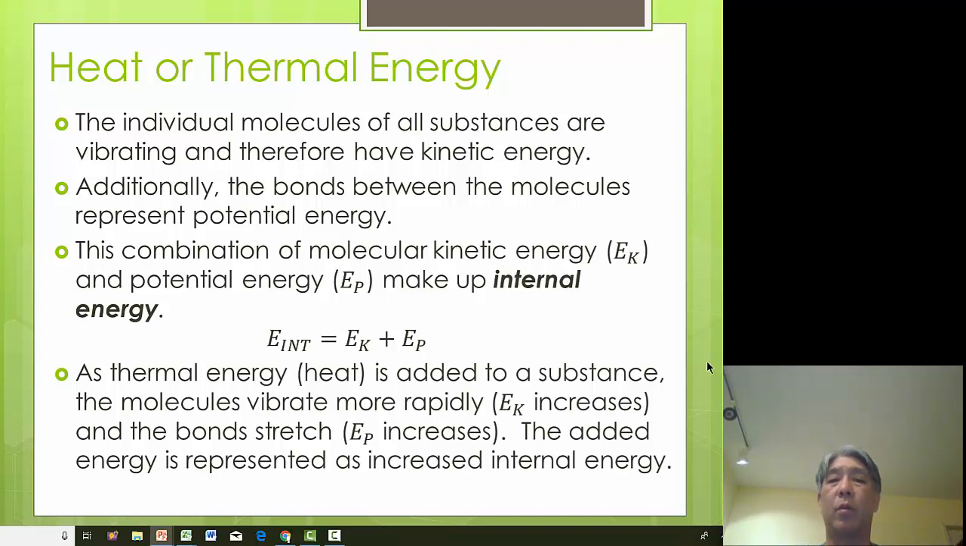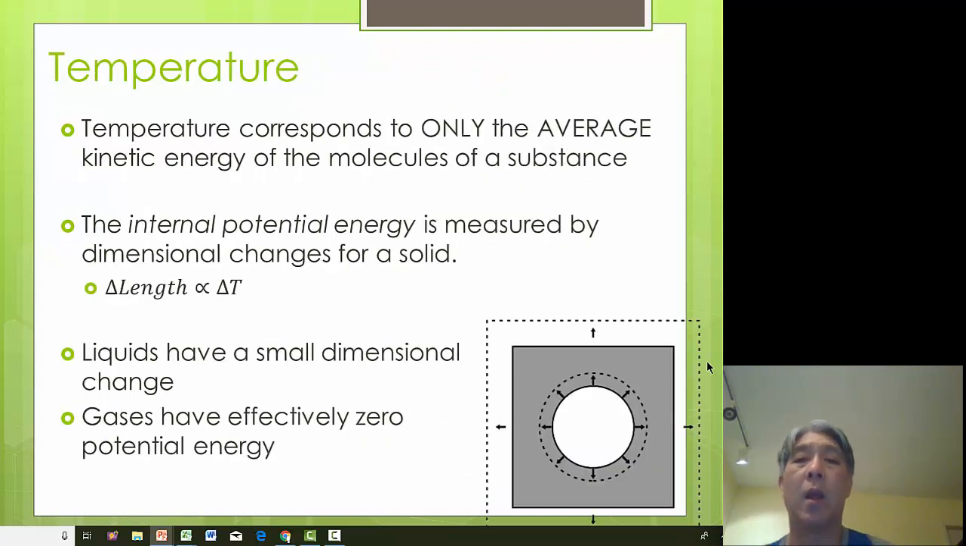Internal energy is made up of both the potential energy and the kinetic energy of the molecules inside a substance, okay? The potential energy is primarily the bonds and the forces between individual molecules. The kinetic energy is clearly the motion of the molecules. Okay, and internal energy is basically just the sum of those two. That's the total energy or total heat energy that a substance has.